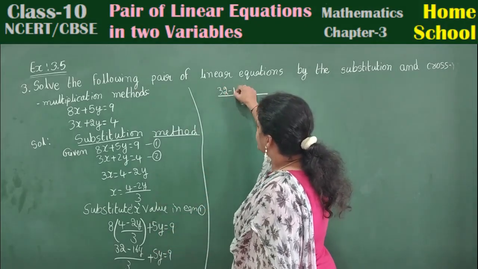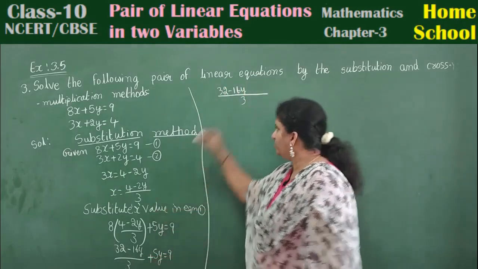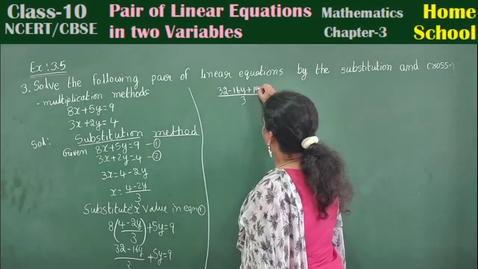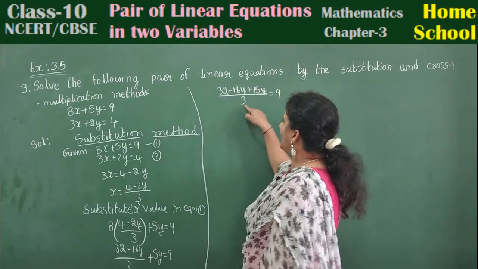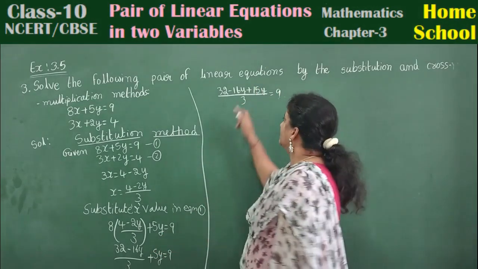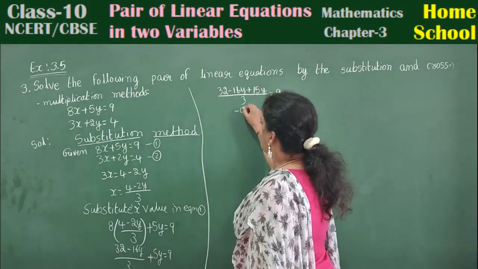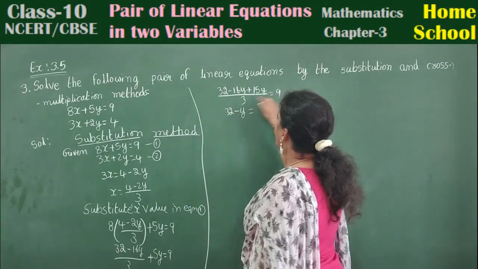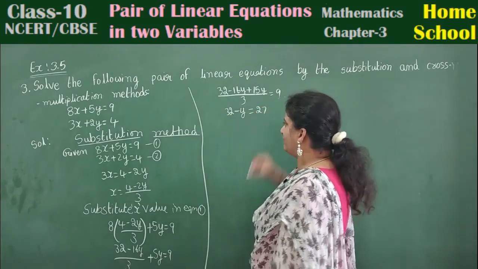32 minus 16y. What is the sign you have? Plus. 3 5s are 15y is equal to 9. This 3 send that side, it will be multiplied. And minus 16y plus 15y will be minus y. Here 32 as it is. 9 3s are, it will be 27.